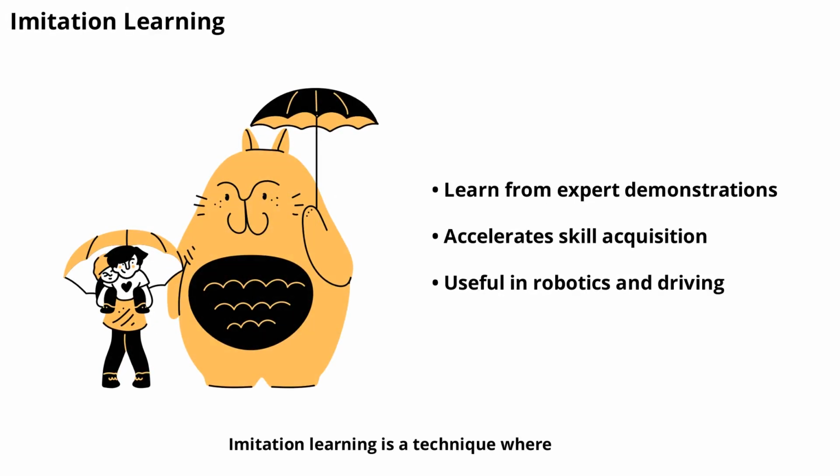Imitation learning is a technique where agents learn by observing expert demonstrations. Instead of learning solely from trial and error, agents mimic the actions of skilled performers. This can accelerate learning and help agents acquire complex behaviors more quickly. Imitation learning is often used in robotics and autonomous driving.